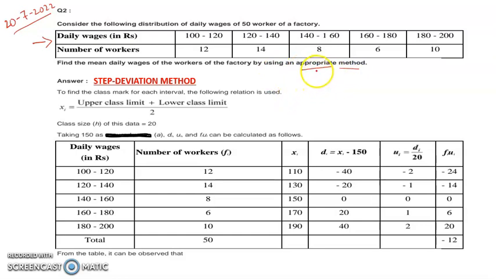One is the direct method, the other one is the assumed mean method, and then you have the step deviation method. So I'm doing this question with the step deviation method. So what do we do first? We have written this table in this form, you can clearly see. First we are finding the class mark. So how do you find the class mark? Upper class limit plus lower class limit divided by 2. I already explained this in class, so you can check this.